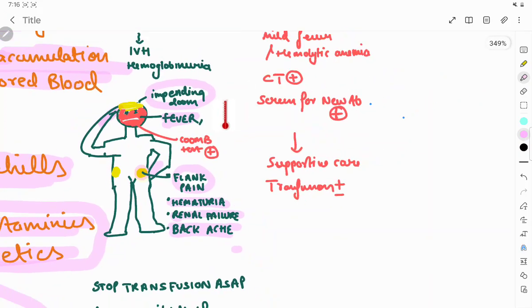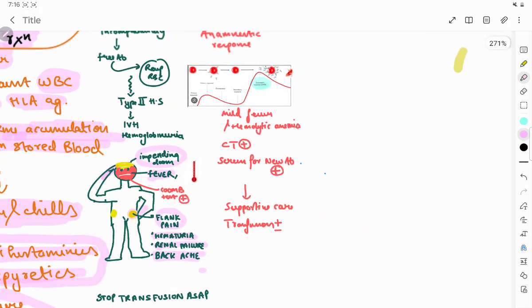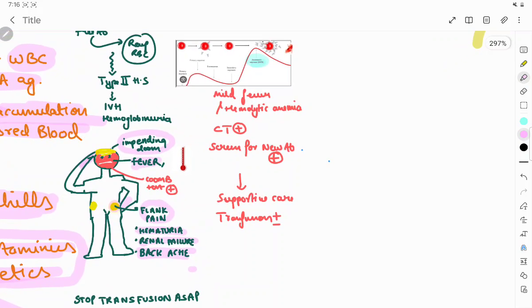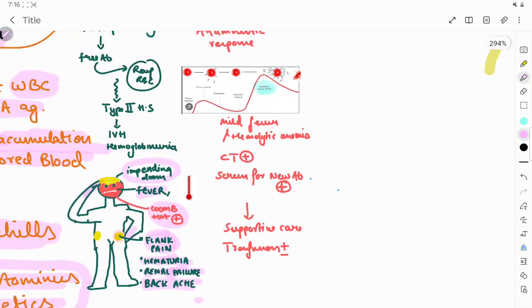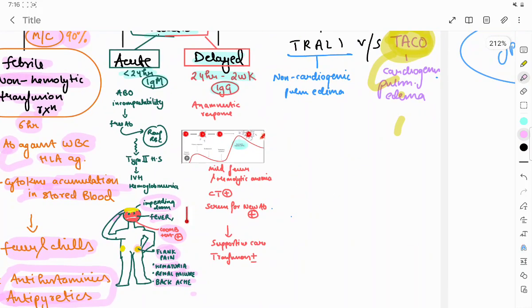Okay, these are the classical symptoms you will see in a patient, and a clinical scenario will be directing you towards a patient who is having back pain or hematuria or renal failure or flank pain. The patient also has a Coombs test positive in this case. Okay, this is our patient that is having a hemolytic transfusion reaction.